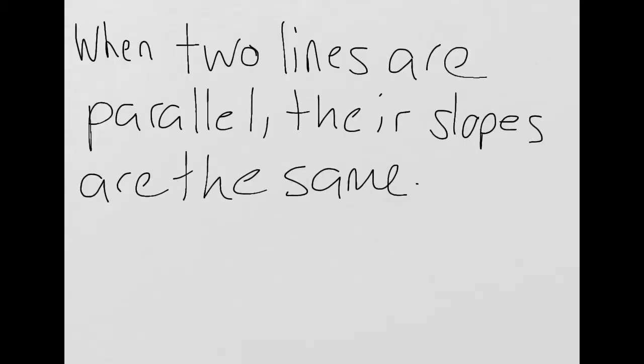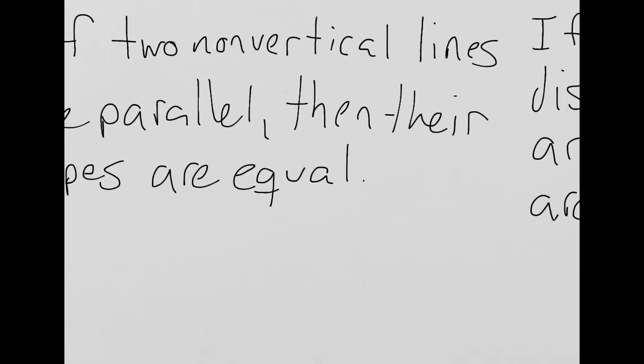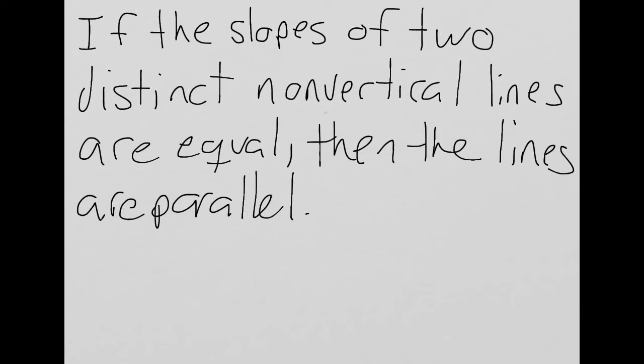So first let's talk about parallel lines. When two lines are parallel, their slopes are the same. So we can write this as a conditional statement. If two non-vertical lines are parallel, then their slopes are equal. We can also write it as, if the slopes of two distinct non-vertical lines are equal, then the lines are parallel. Keep in mind that distinct means that they are two separate non-vertical lines, they're not the same line.